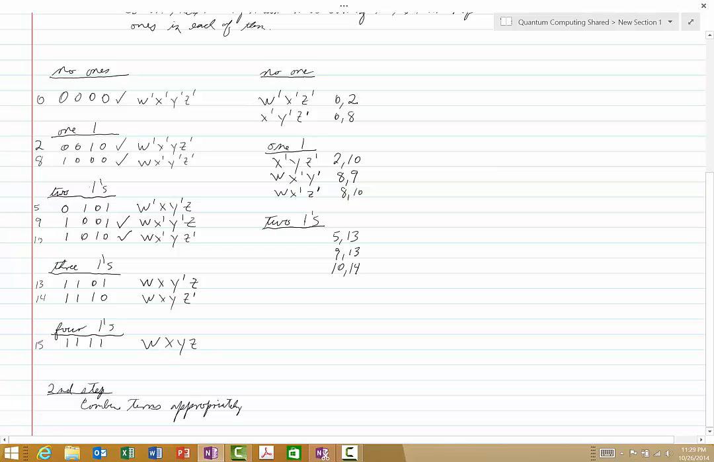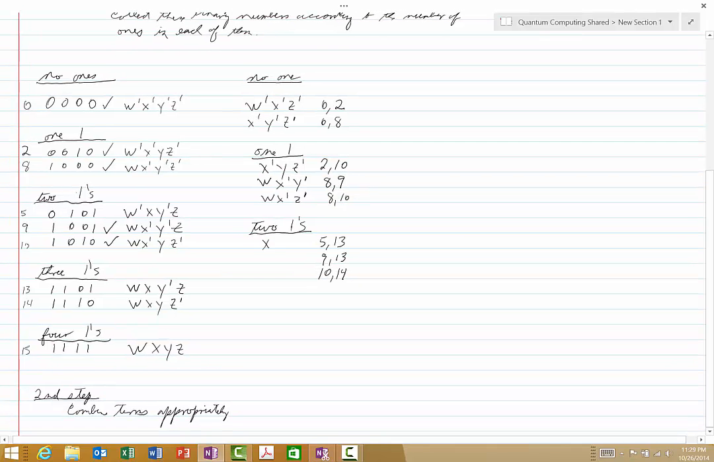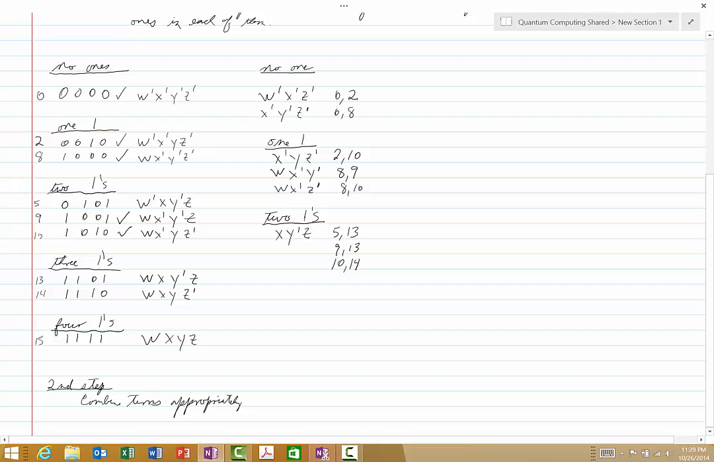So when we combine 5 and 13, notice that the only position in which they differ is the w position. Everything else is 101. So we have x y prime z. And that's 5 and 13, so we put a check by 5, and we put a check by 13. Okay, when we combine 9 and 13, notice that those two differ only in the x position. So the x variable is the one that will drop out, and we will have w y prime z.